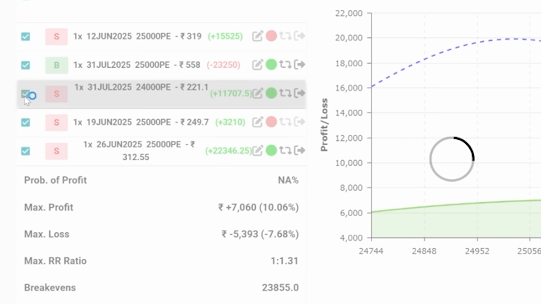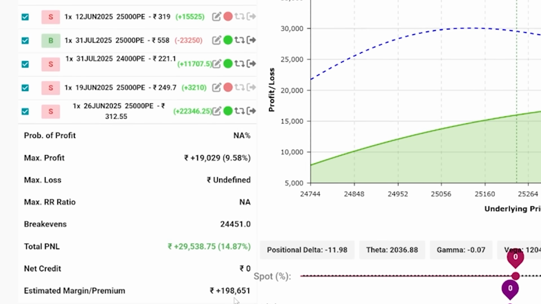But if you add that, then the margin will increase. So profit will increase from 17,000 to 29,000, but your rate of return will go down. If you do only the put calendar, you get 25% return, but because of this one extra adjustment, the return has come down to 15%, but the absolute profit is more.